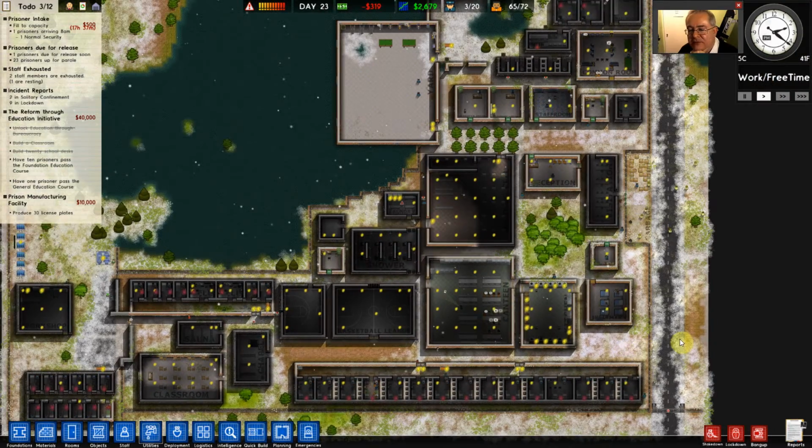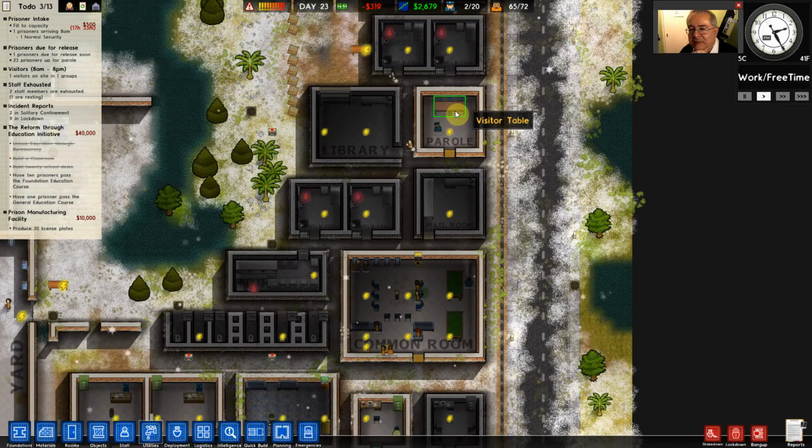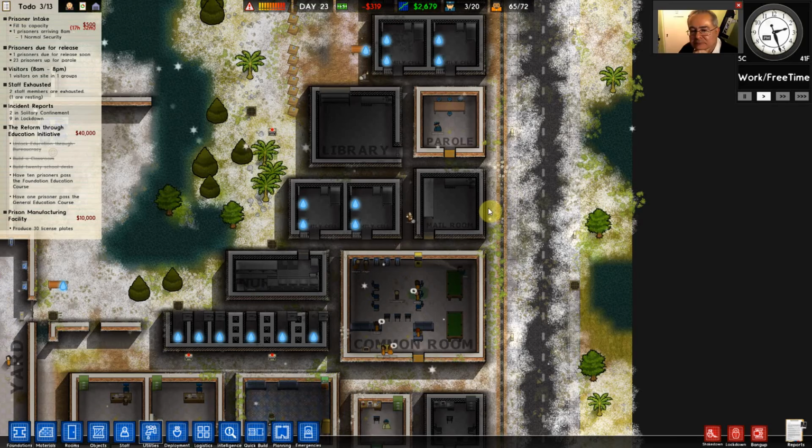"23 prisoners up for a parole." Blimey. And I have one parole office. Maybe I should build another one when I've got some money.